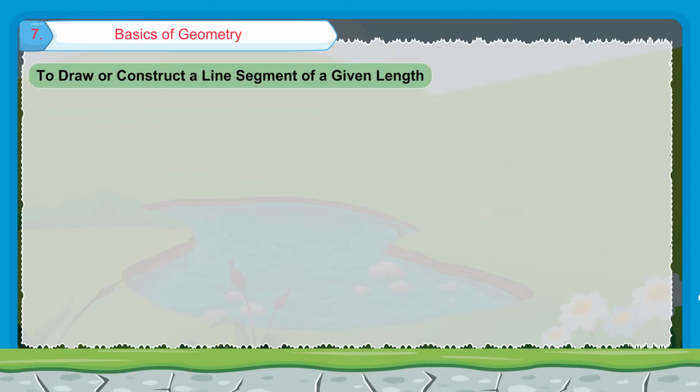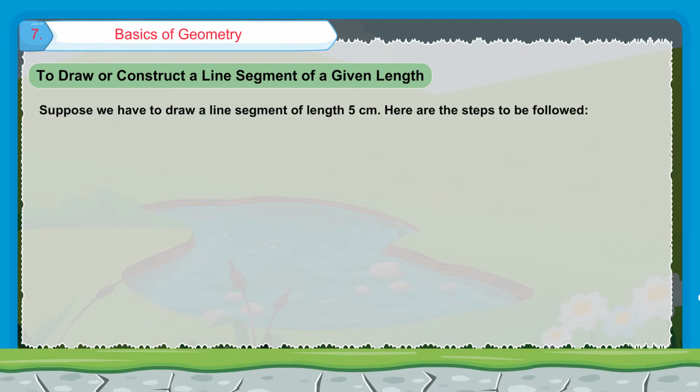To draw or construct a line segment of a given length. Suppose we have to draw a line segment of length 5 centimeter. Here are the steps to be followed. 1. Place the ruler on a paper and hold it firmly.